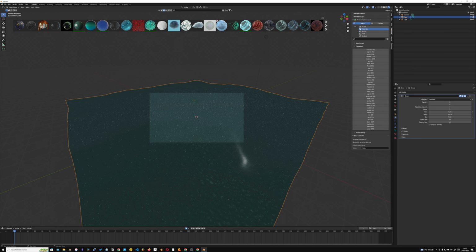Bye. Oh, look at that. It actually worked. My computer didn't explode.